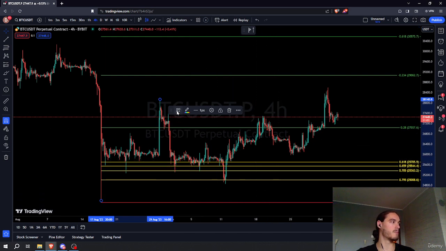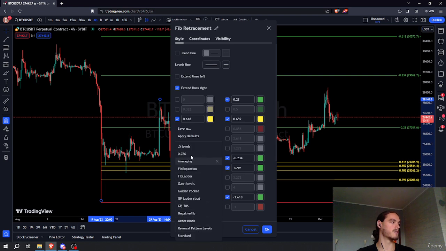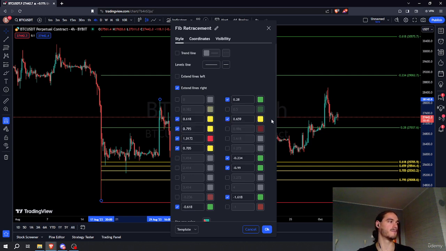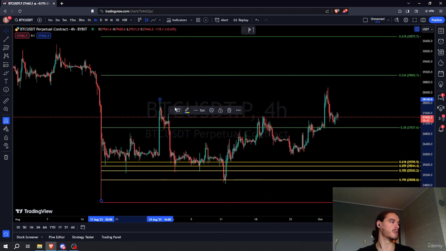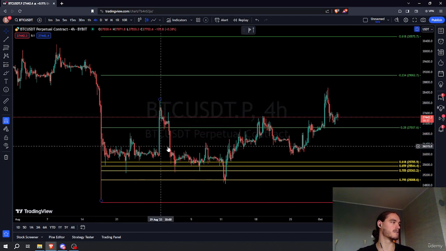Also, when you apply the values I showed you, go on templates, click on the arrow down, and you save as, and you name it, and you click save. Therefore, when you pull your tool, you will always have it here on your saved template.